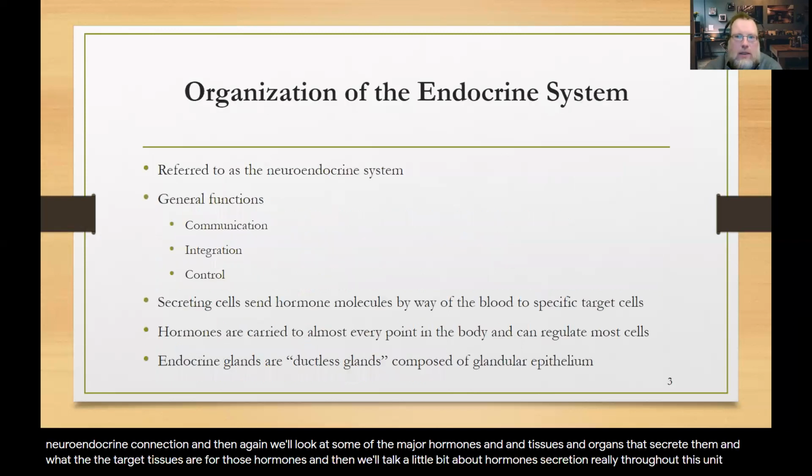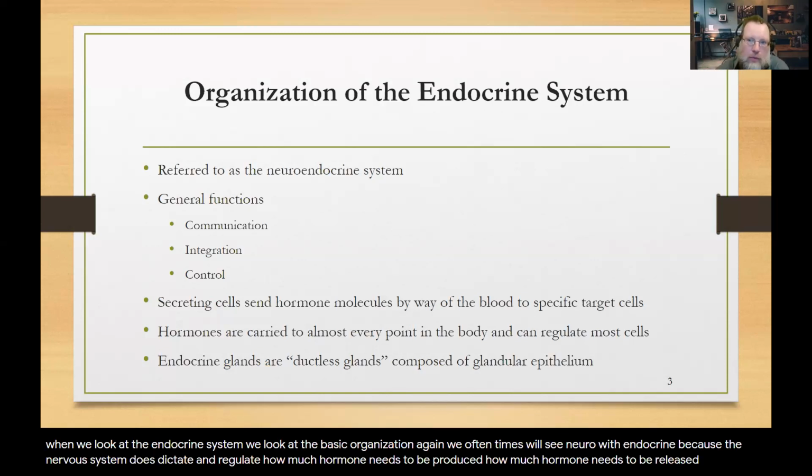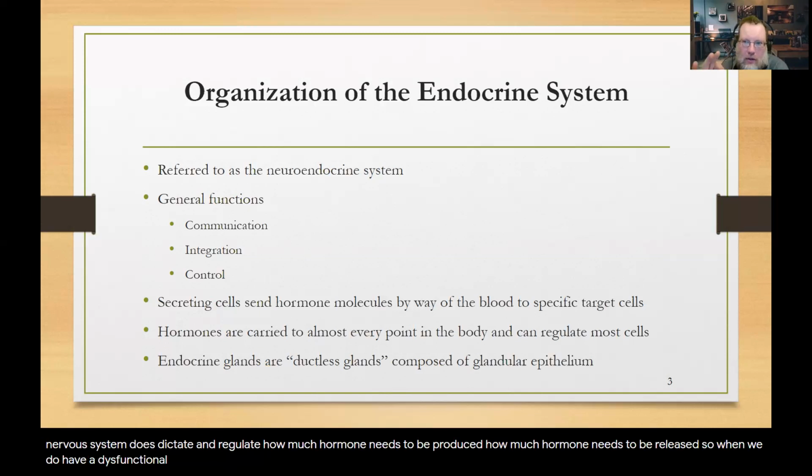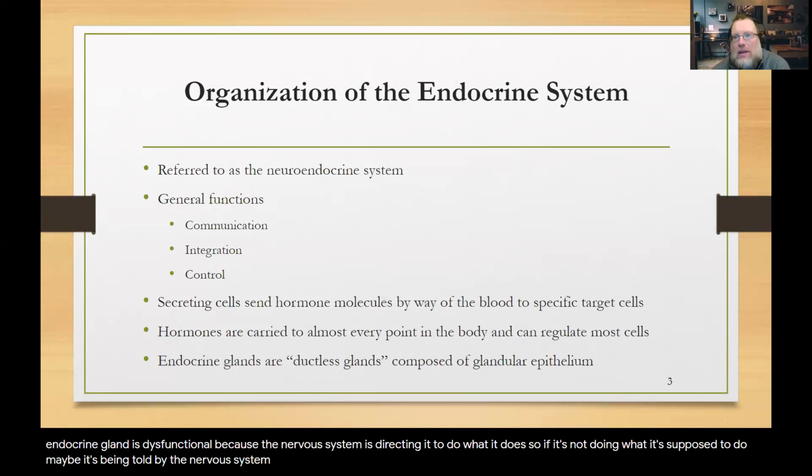So when we look at the endocrine system, we look at the basic organization. Again, we oftentimes will see neuro with endocrine because the nervous system does dictate and regulate how much hormone needs to be produced and how much hormone needs to be released. So when we have a dysfunction with a particular endocrine gland, we always want to look at the nervous system as well. There's a possibility that the endocrine gland is dysfunctional because the nervous system is directing it to do what it does. If it's not doing what it's supposed to do, maybe it's being told by the nervous system to be dysfunctional.